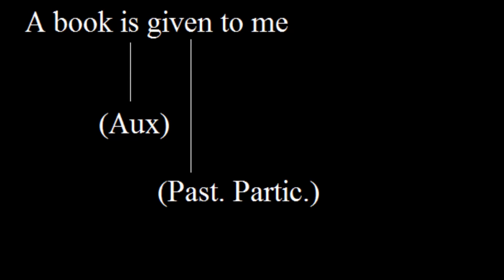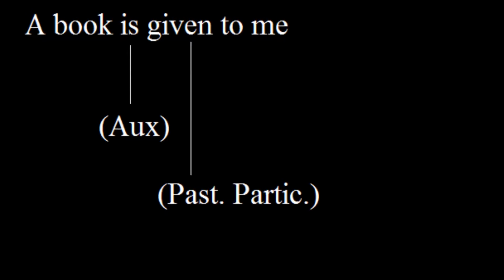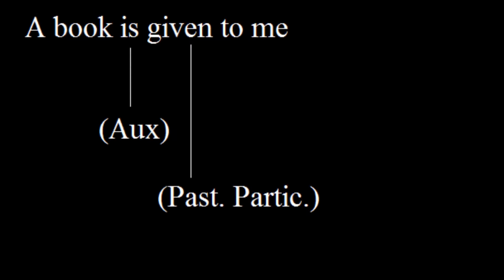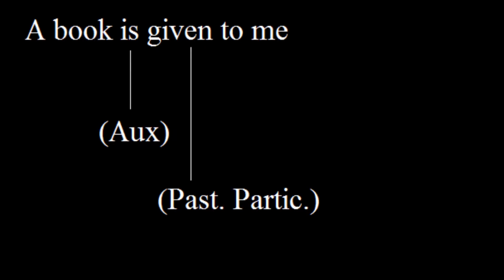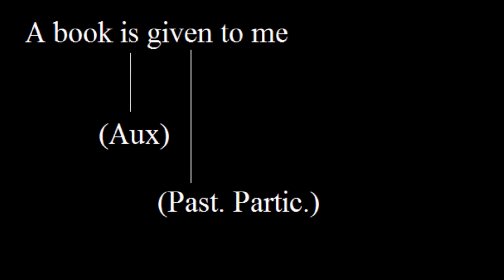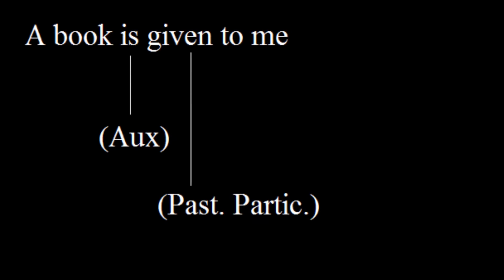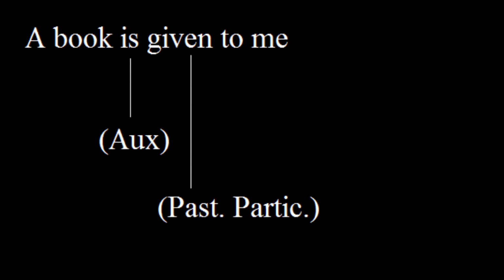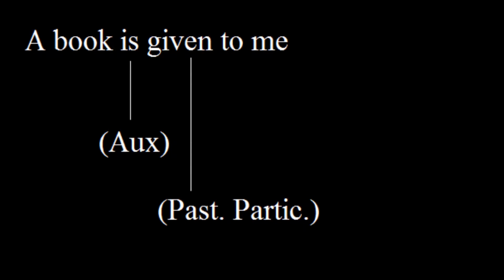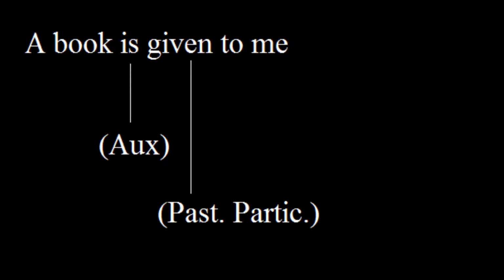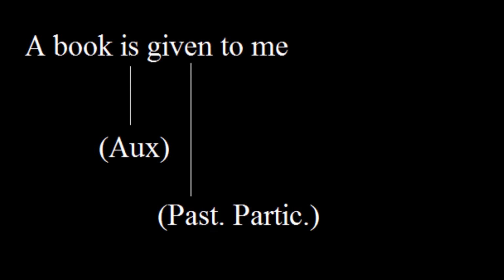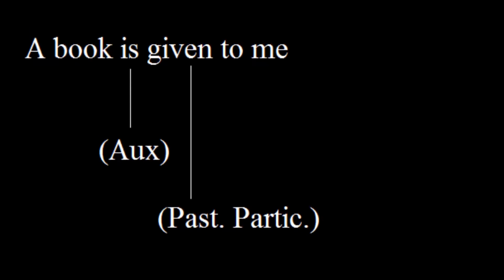Here we have is. This is a form of the copula, copula being the verb to be. This is an auxiliary needed to form tenses. We have given. This is the past participle. Now, to form this present tense, we need the past participle because English does not have mediopassive morphology to form tenses with, to conjugate with. So instead, we have the past participle uses.